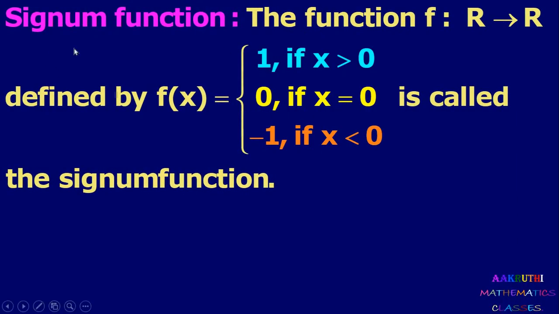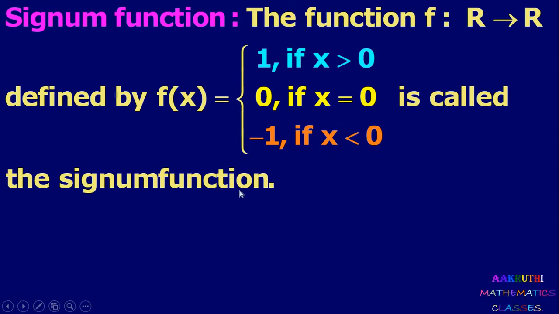The next type of function is the signum function. The function f from R to R defined by f of x equal to 1 when x is greater than 0, 0 if x equal to 0, and minus 1 if x is less than 0, is called the signum function. That is, if x is positive, you write 1, if x is 0, you write 0, and if x is negative, you write minus 1.